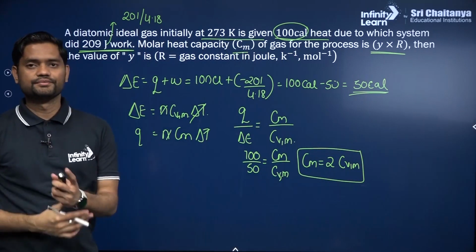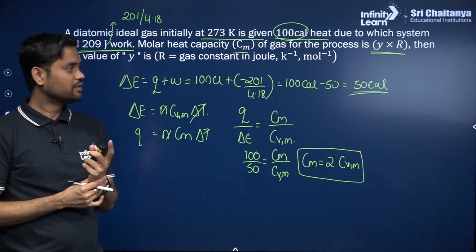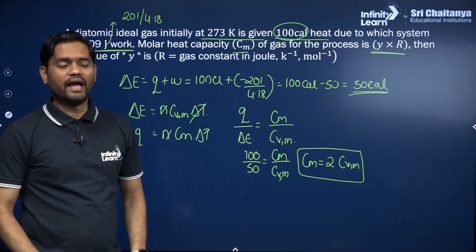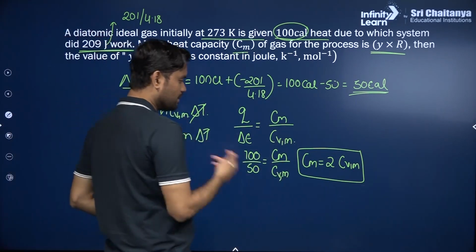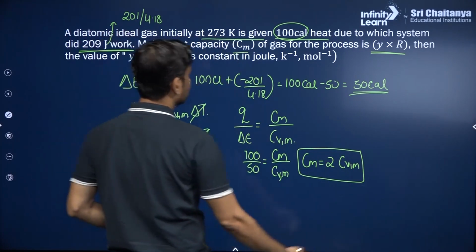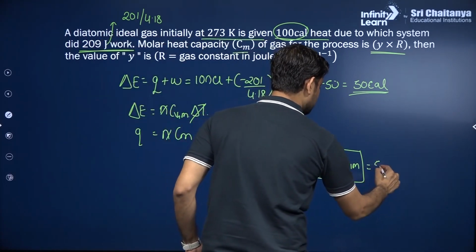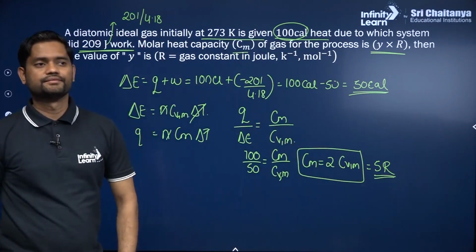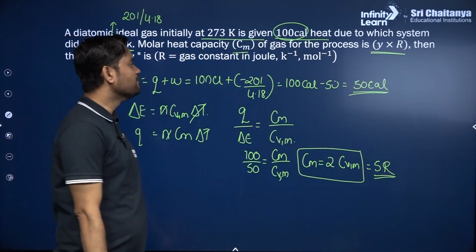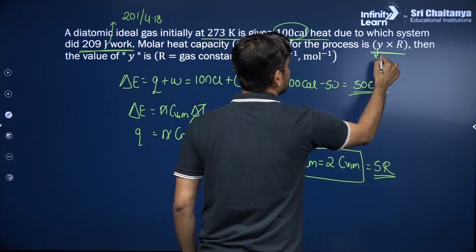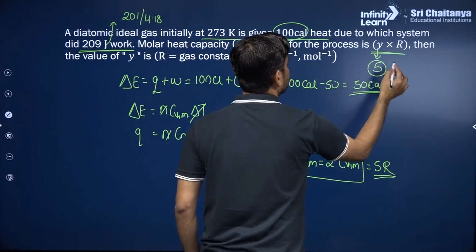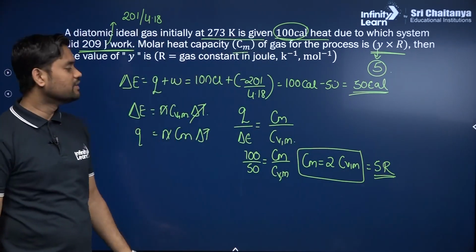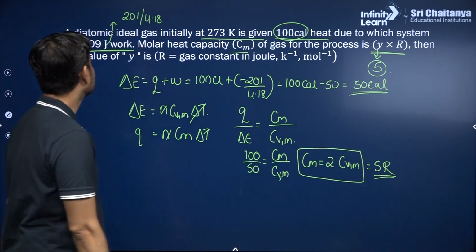Is this clear? Got it, guys. So the Cm is equal to twice of Cvm, and this will be equal to 5. So here the gamma value is 5. Clear? Got it? Perfect.